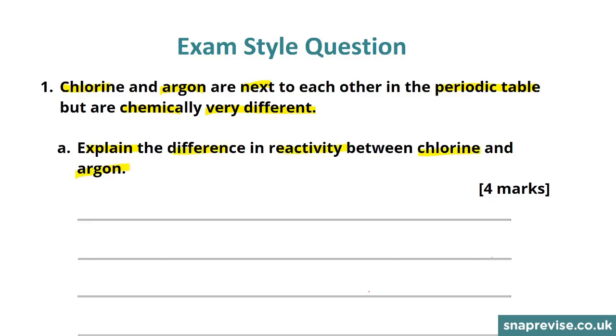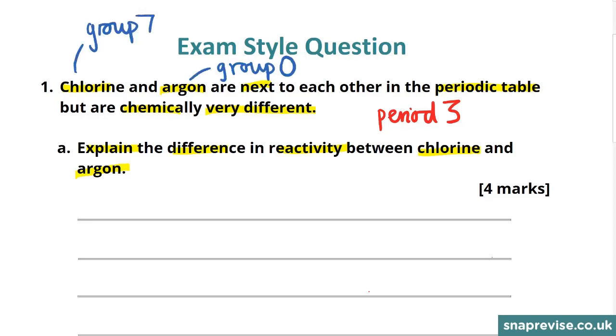If you look at your periodic table, which you'll always have with you in the exam, you'll see that chlorine and argon are in period 3 of the periodic table, meaning that they are in the third row. You'll also see that chlorine is in group 7 and argon is in group 0, where group 0 refers to the far right-hand column of the periodic table.